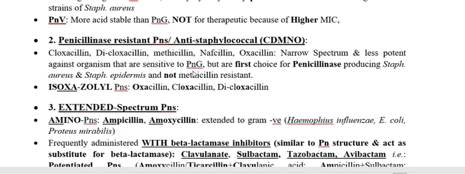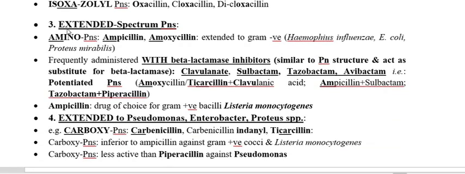We add the side chain, and as a result we receive different compounds of penicillin. We call them semi-synthetic penicillins, and on the basis of their activity they are divided into different types. These semi-synthetic penicillins are: penicillinase resistant penicillin, then extended spectrum penicillin.